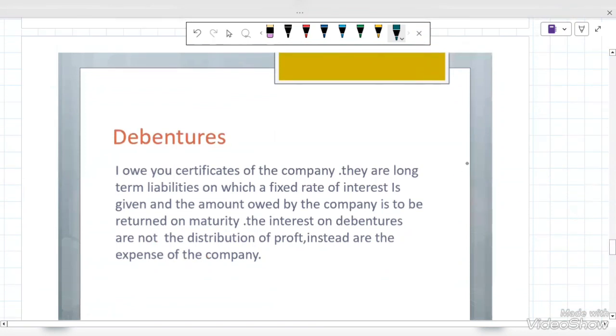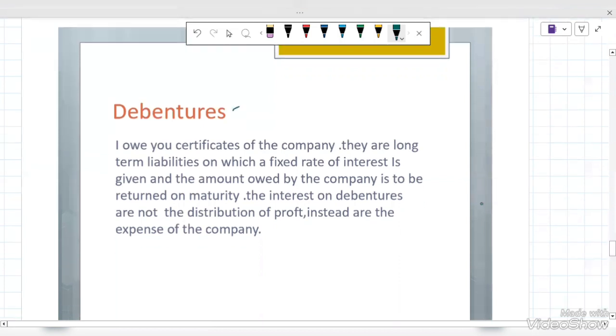This is also a source of raising your capital, but they are not basically the owners of your company. This is basically just a loan. Okay, so debentures are a kind of loan. IOU certificates of the company, they are long-term liabilities on which a fixed rate of interest is paid.